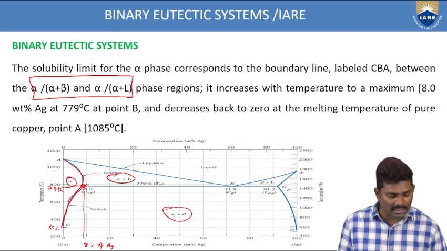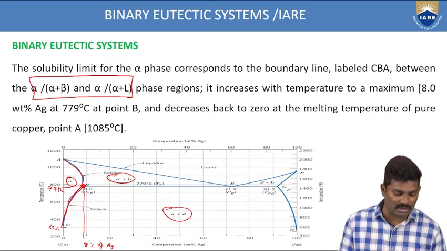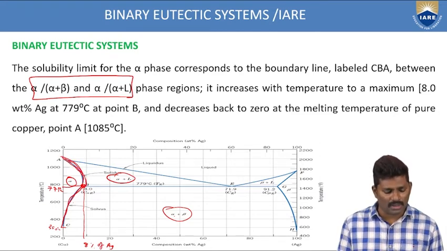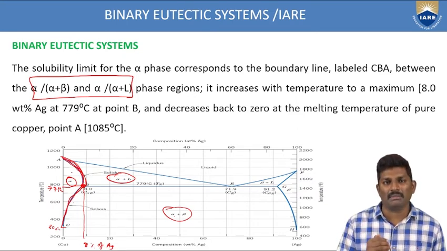Now after increasing, what is happening at this point B? Slowly it is coming back to 0. So it is reaching 0 at this point A. From B to A, it is reaching 0. Why? Because at the melting temperature, as you raise the temperature, you are getting the melting temperature. So it is coming at point A. So at point A, you're getting 1085 as the temperature.